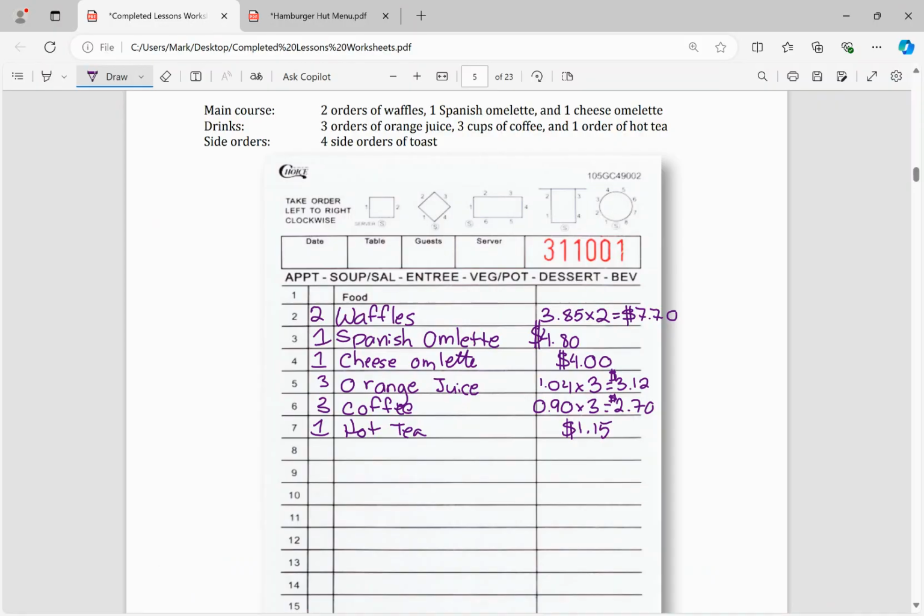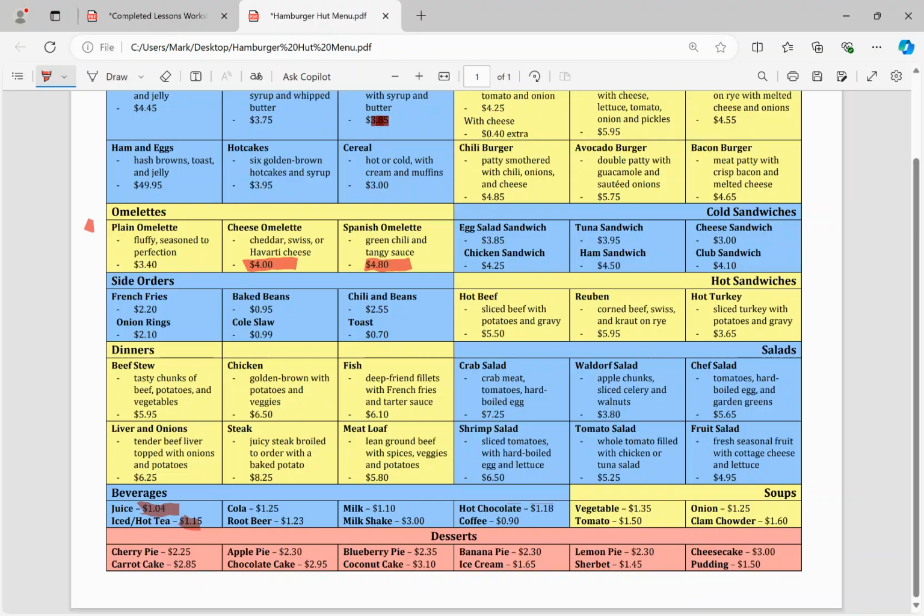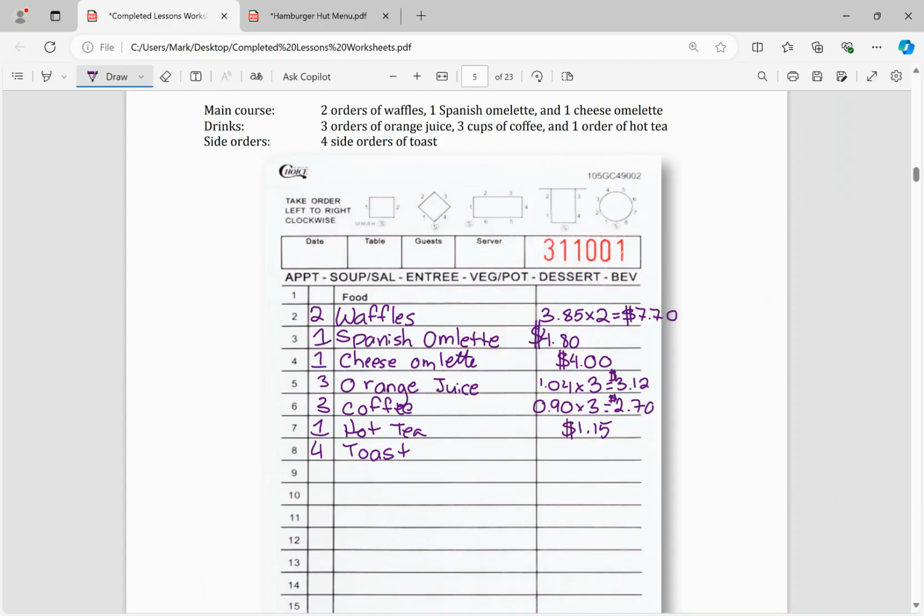Finally, we have 4 side orders of toast. So go to our menu. Side orders are where? Oh, over here in the middle are our side orders. We want toast, which is 70 cents each. So we're going to take 70 cents. We're going to multiply it by 4, and that gives us $2.80.